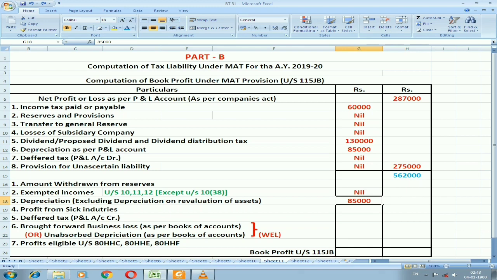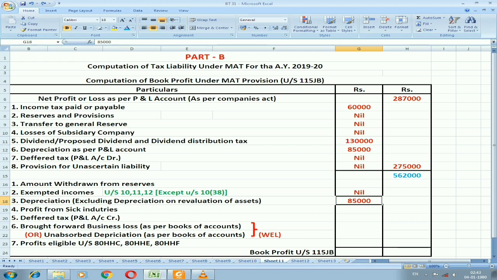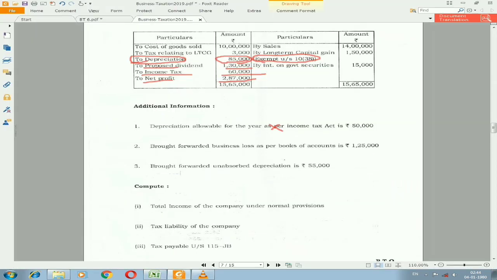Apart from that, we need to check the items under credit side of profit and loss account. We have one, that is long term capital gain is exempted income. So exempted income we can take. So you can see the second point, exempted income, which is under section 10, 11, 12, but except 10 subsection 38. So that we are not supposed to take, as they have mentioned clearly it is related to exemption under section 10 subsection 38. We are not going to take it.